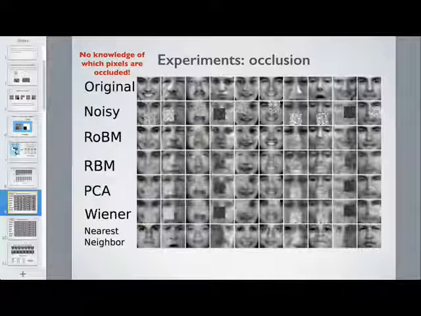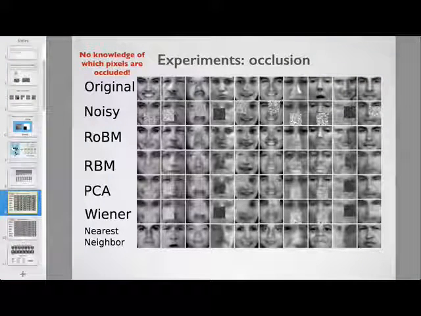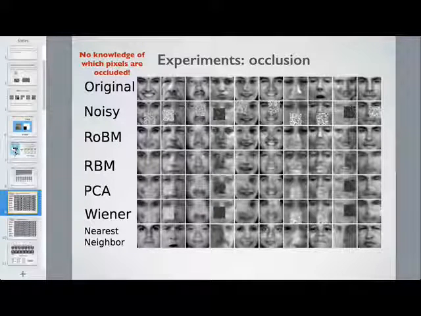Some other examples. We can use the model for denoising and removing occlusion, and it works better than other models such as simple RBMs, PCA, Wiener filtering, and nearest neighbor. The reason it works better is that we added the additional complexity of multiplicative gating, so that we can actually gate off the noisy areas. And this requires no human intervention, in the sense that we don't have to tell the model which pixels are noisy and which pixels are clean. It just figures it out by itself using its prior.